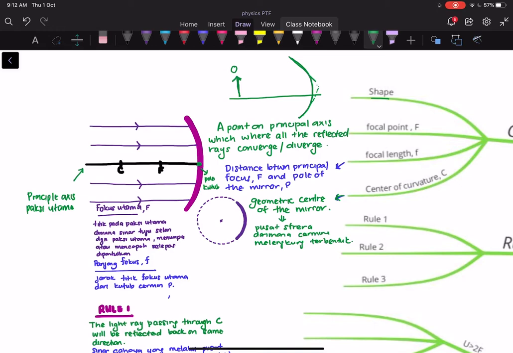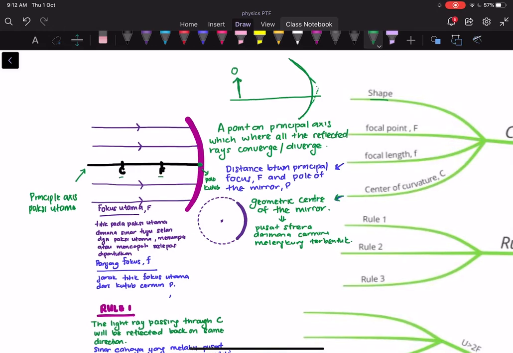Next thing here is what we call F and C. Let me define what exactly an F point is here. F stands for the focal point, ataupun fokus utama. Okay, so what exactly is the focal point? The focal point is a point on the principal axis. Look at that. Where is the focal point placed? It's exactly on the black line.